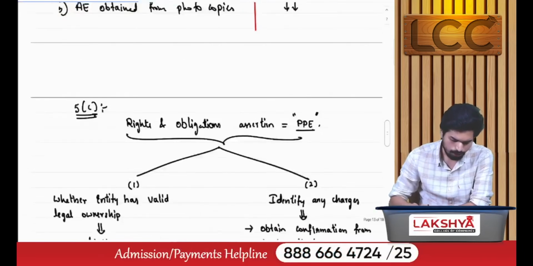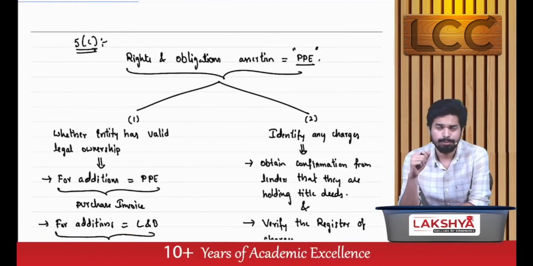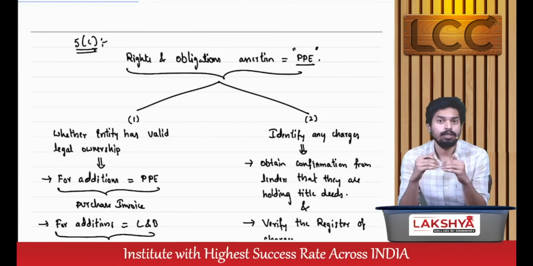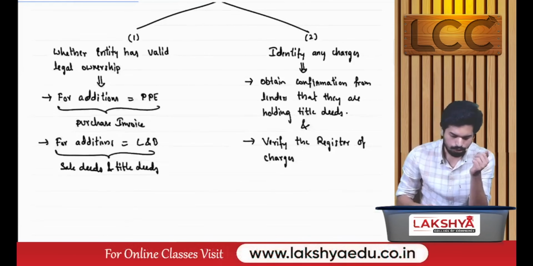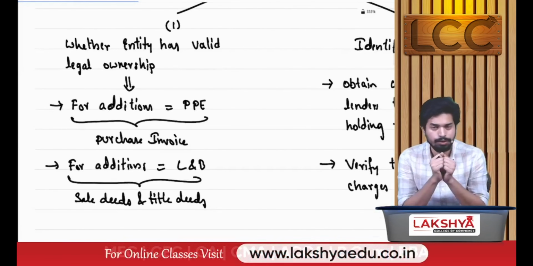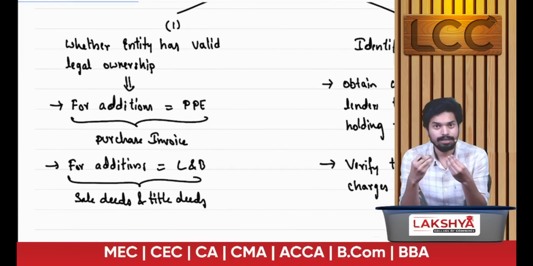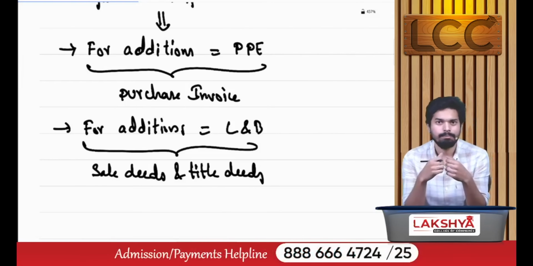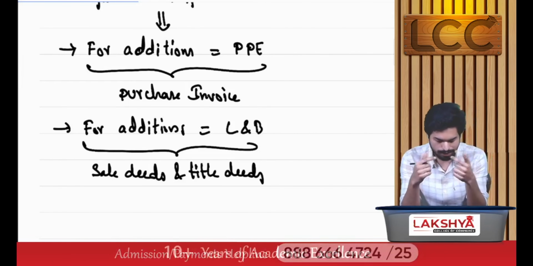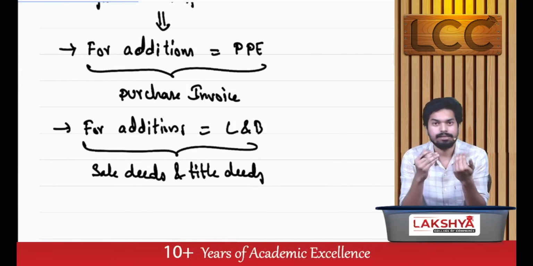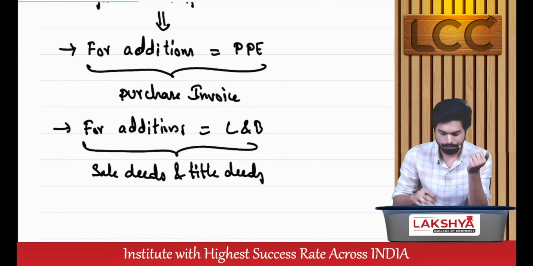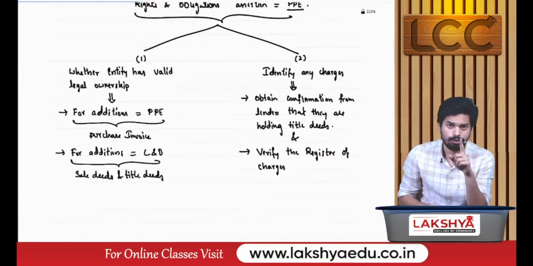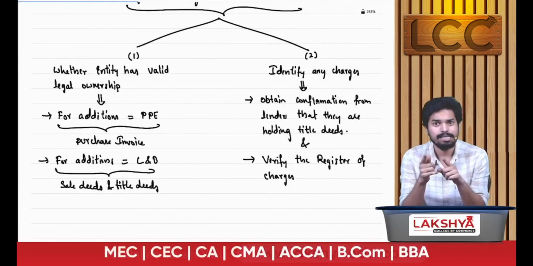See, here we are going to test the rights and obligations of the PP. Nothing but whether entity is having right over the PP or not. For that, what you have to do, first of all, you need to verify whether the entity has valid legal ownership. With respect to additions of PP, you need to inspect purchase invoices. And with respect to additions of land and building, you need to inspect sales deed, title deeds, etc. Along with this, you need to also identify any charges against the PP.